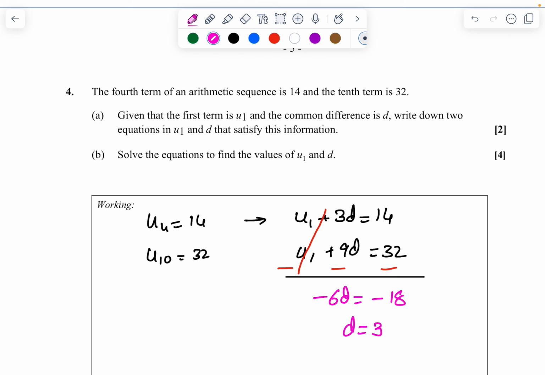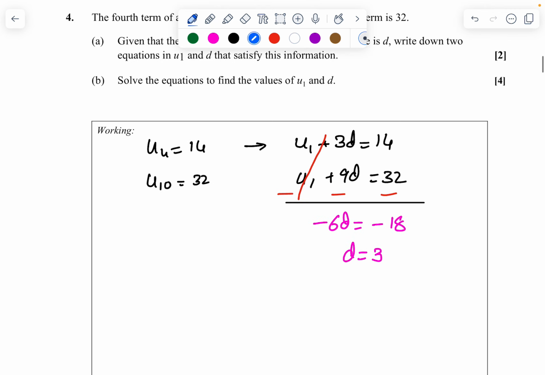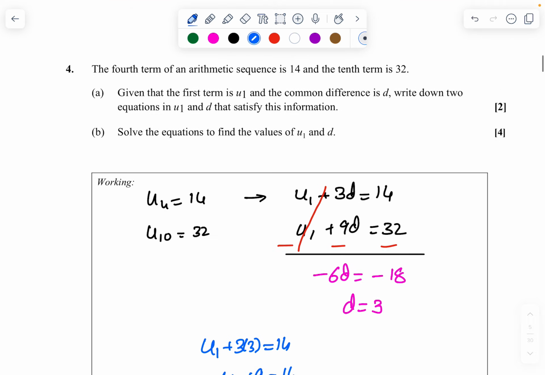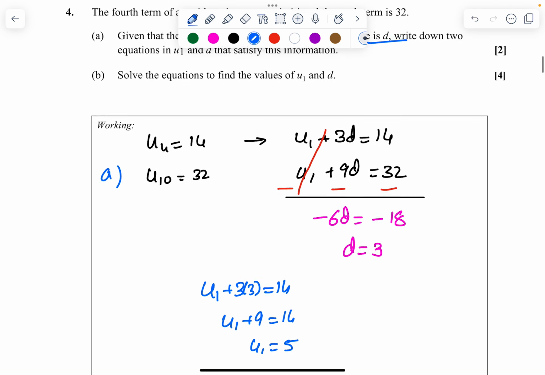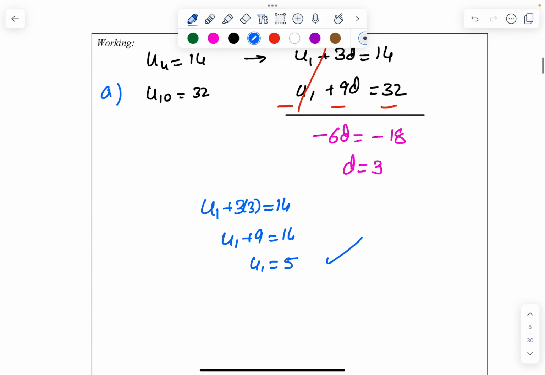Now plug in d equals 3 in any one of the equations. So u1 plus 3 times 3 equals 14. So u1 plus 9 equals 14. So u1 equals 5. Find the first term and the common difference. Done. That's part A. Then solve the equations to find the value of u1 and d. So already we have found u1 and d.